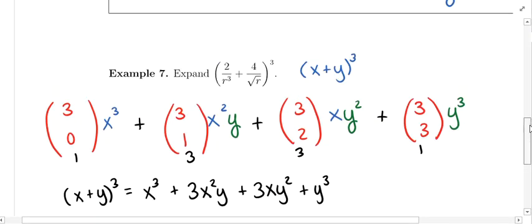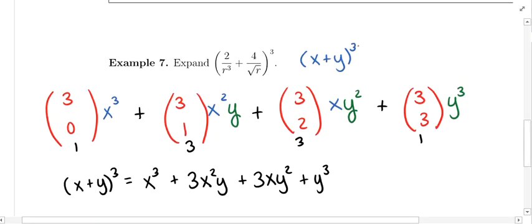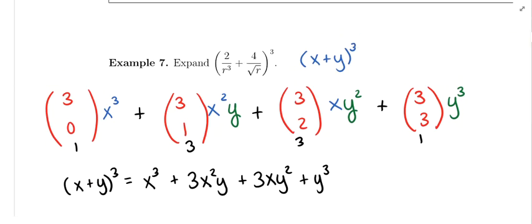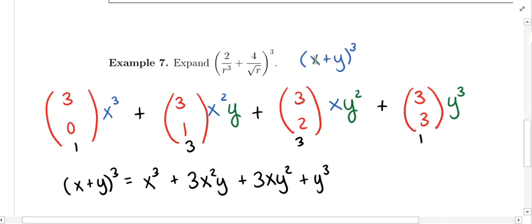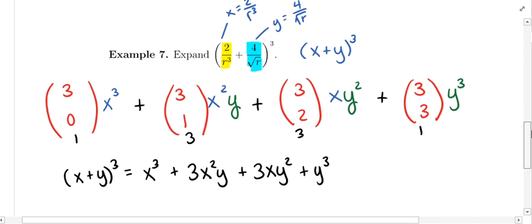So if we compare (x + y) raised to the third power with the binomial we are trying to expand, if you look inside the parentheses, what's on the left is going to be your x value. So we're going to have to make the replacement that x is 2 over r cubed. And then you have your plus sign. And what's on the right inside the parentheses is going to be your y value. So y is going to be 4 over the square root of r.